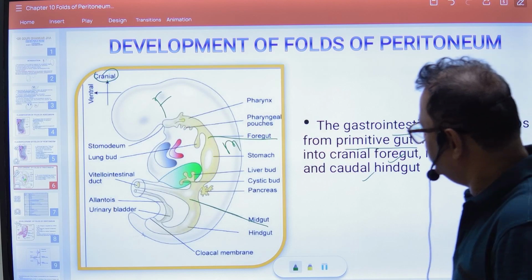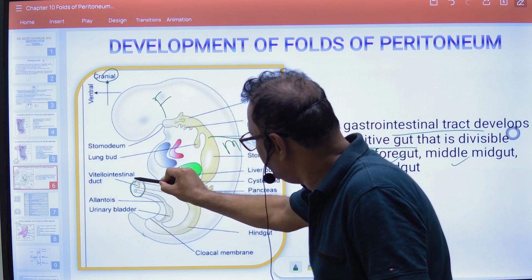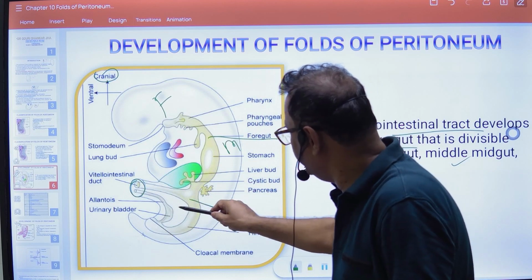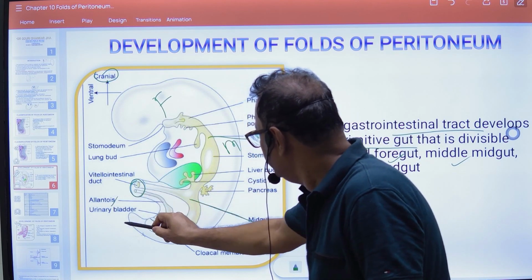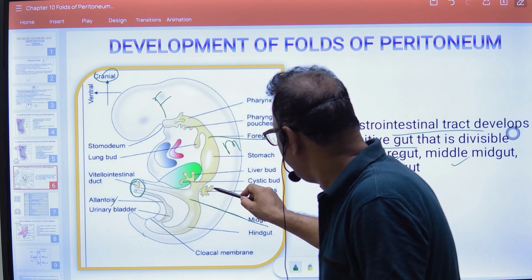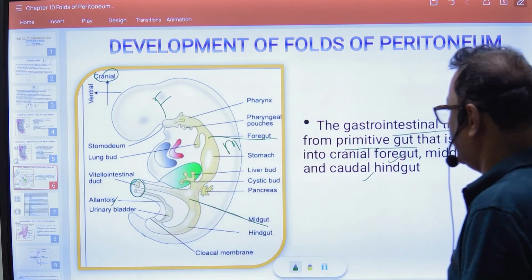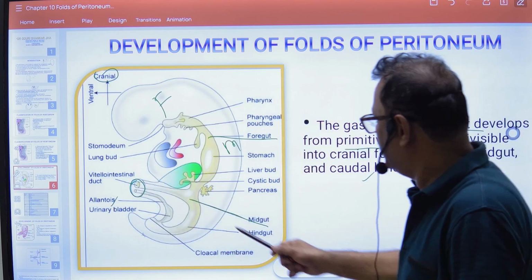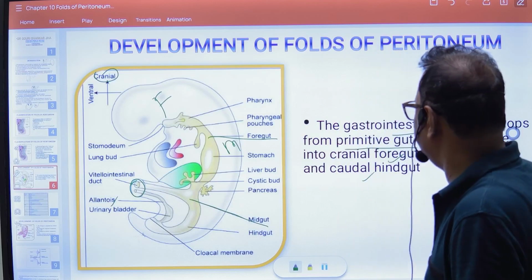This one is the vitellointestinal duct, through which everything is going. This is the allantois. The urinary bladder is opening through this, and all the blood vessels will connect through this duct with the placenta.